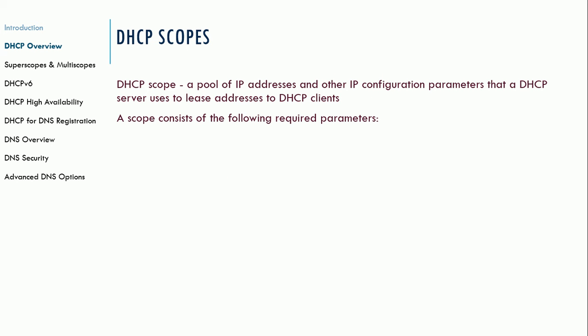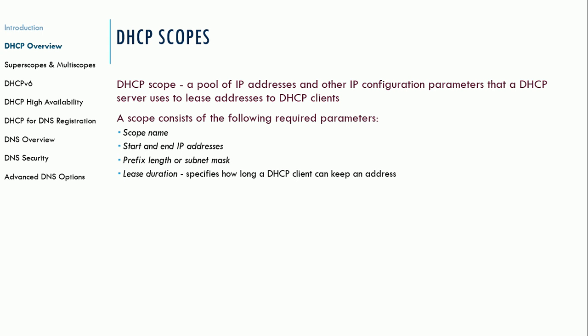So a scope is basically a pool of IP addresses and other parameters, as I talked about before, that the DHCP server uses to lease an address to the clients. So a scope consists of the following required parameters. It's going to have a scope name, the starting and ending IP addresses, the prefix length or subnet mask, and then the lease duration, so how long your DHCP client can keep an address.